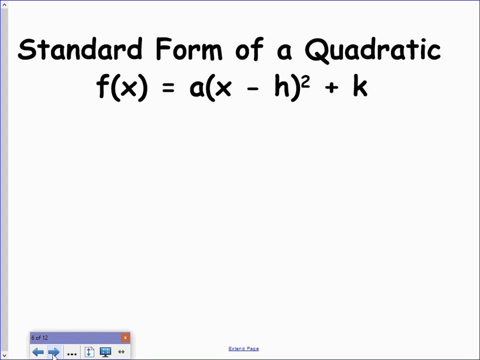And it makes sense to call it vertex form because the vertex is right there, right, HK? The algebra or the pre-calculus textbook calls it standard form.